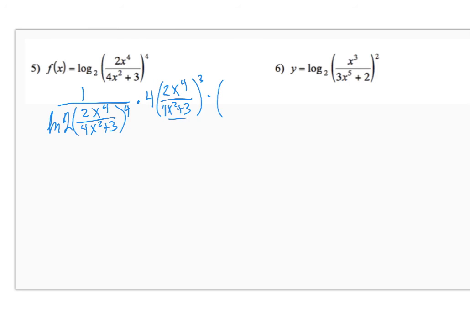So we've got derivative of the top, 8x cubed times 4x squared plus 3 minus 8x times 2x to the fourth over the bottom squared, 4x squared plus 3 squared. Ugh, that's it. Not doing number 6. It's basically the same problem as number 5, but the numbers are slightly smaller.